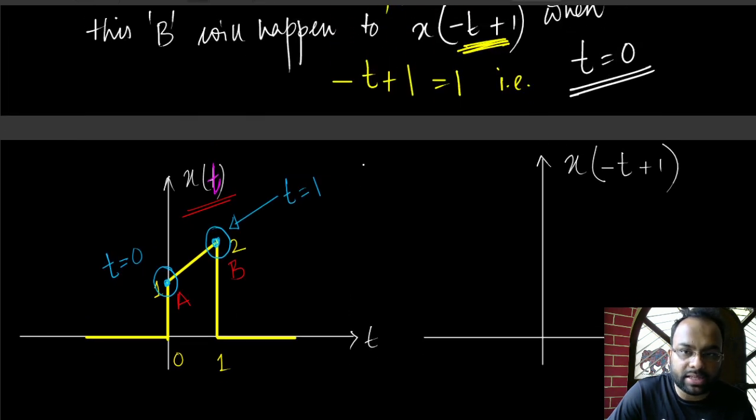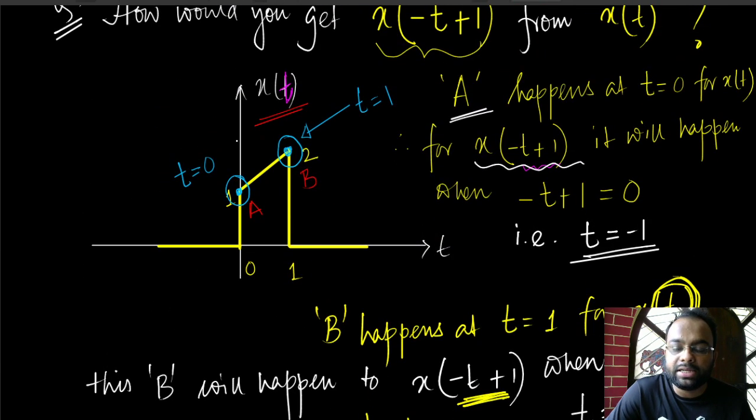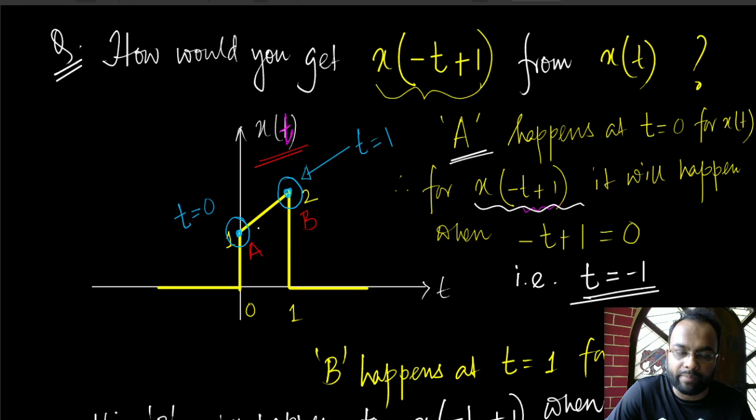Mahesh is again asking how did t equal to minus one come about. The thing is, we are talking about the critical points. We are trying to figure out what happens if I do x(-t+1), how to get this from x(t). So in order to figure that out, we are figuring out the critical points, the salient points that actually let me define the signal. So this is a critical point.